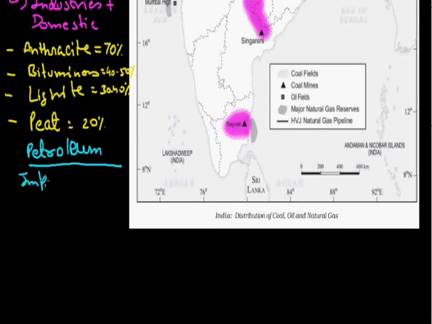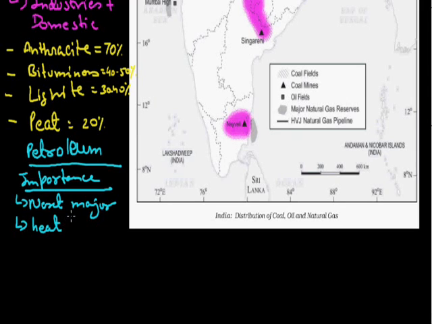Now the importance of petroleum: it is the next major energy source of India after coal. It provides fuel for heat, lighting, lubricants for machinery and raw materials for a number of manufacturing industries.